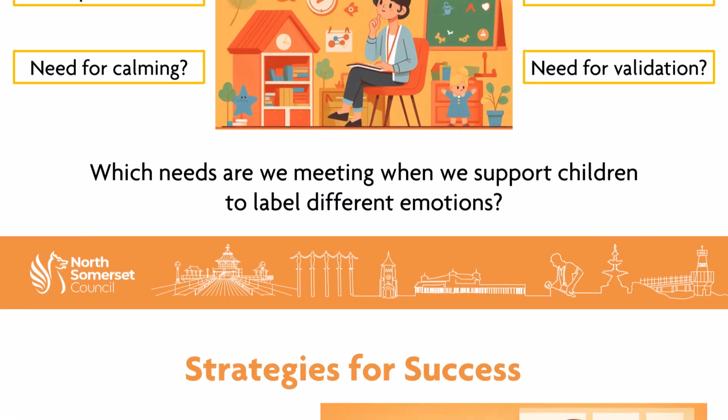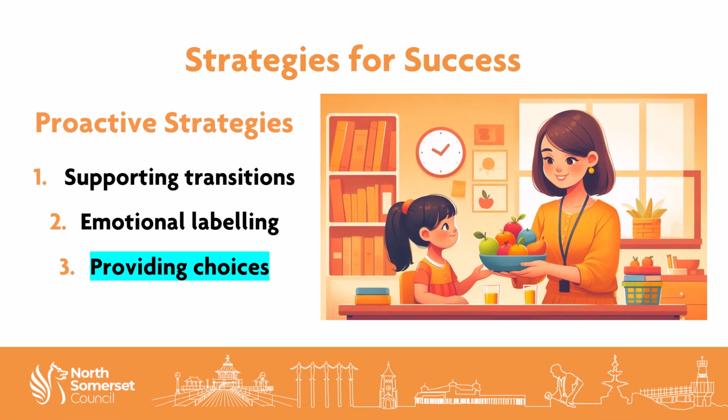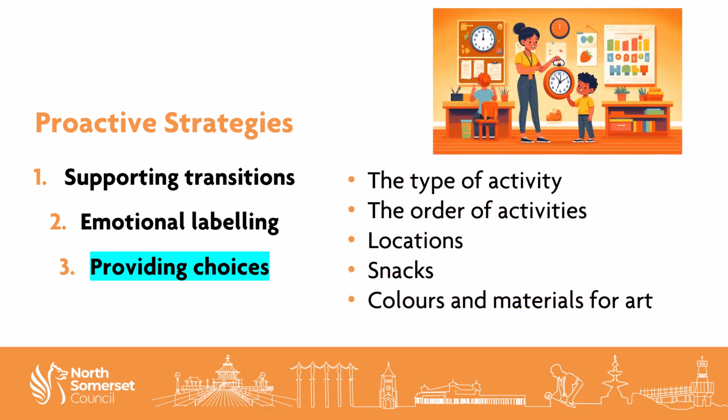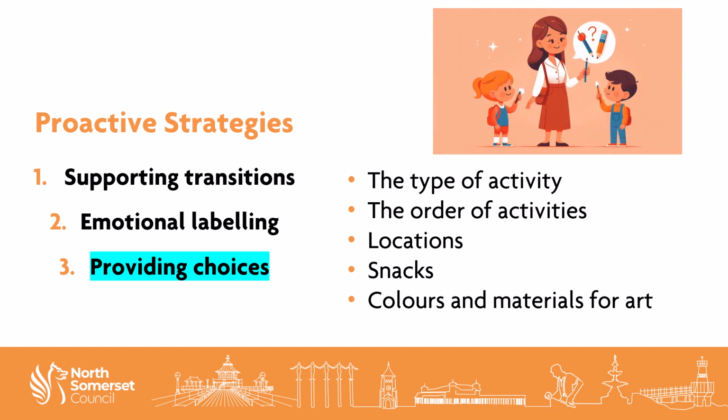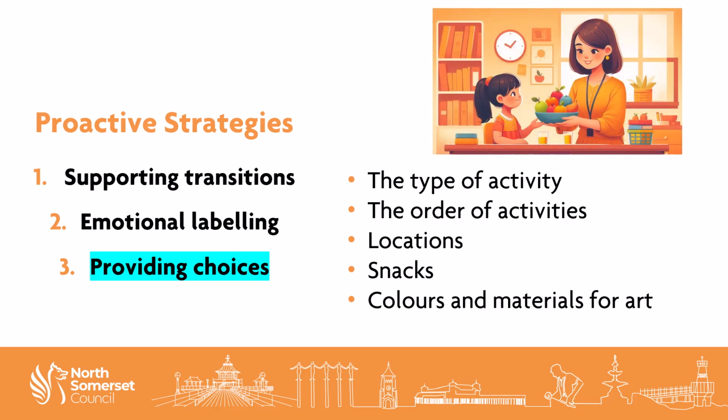And the final preventative strategy for success we have is about providing children with a sense of choice during their day. And we can weave choices and options into nearly every activity for children, whether it's a choice about the type of activity they do next, the order that they follow an instruction in, like, shall we tidy up before or after our story, or the location that an activity takes place, which snack they want, or which colours or materials they want to use for paintings.